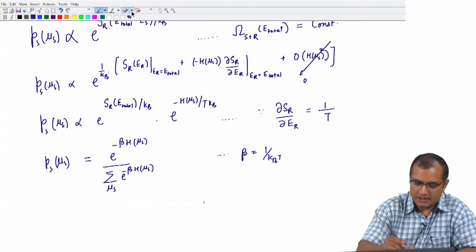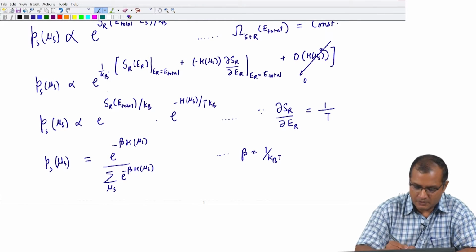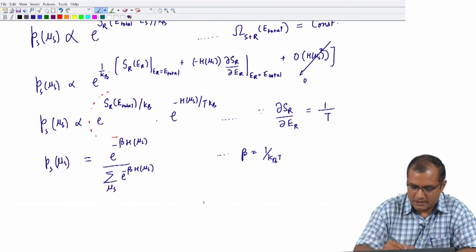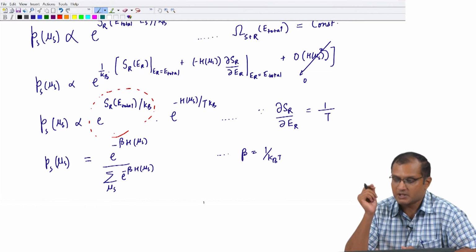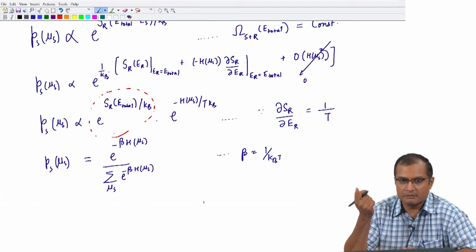This quantity is a constant because E total is fixed. So, it just cancels off when you take the summation over all the exponentials, it cancels off in both numerator and denominator. Okay.